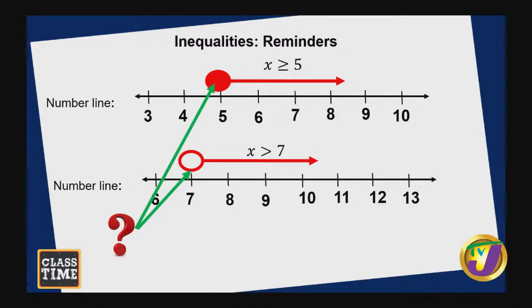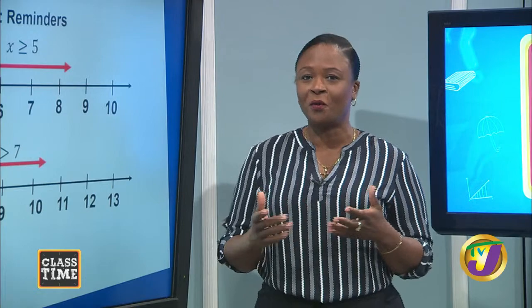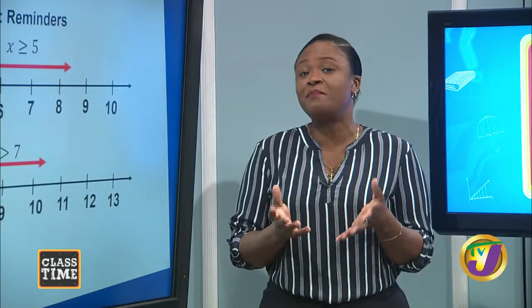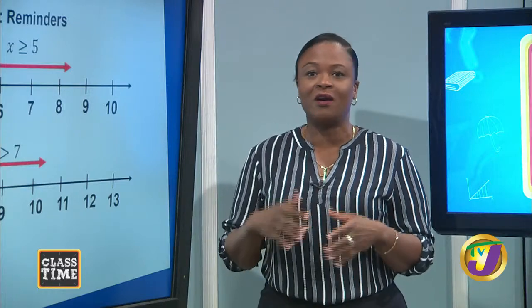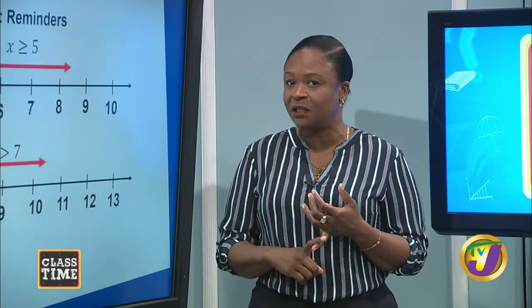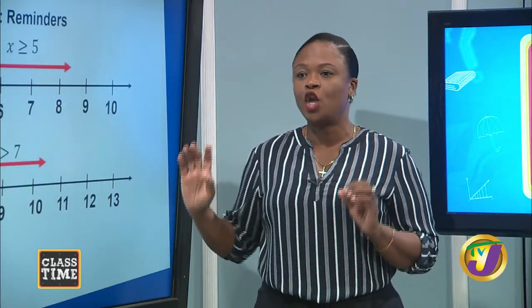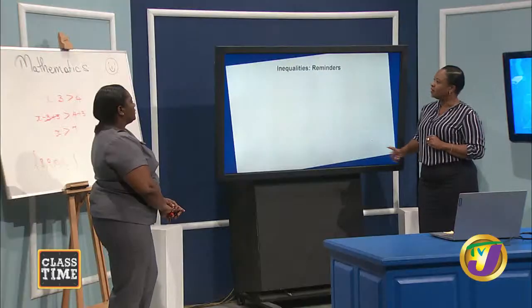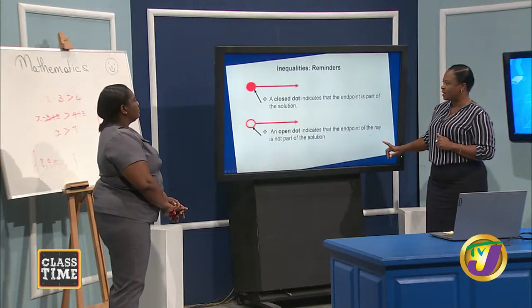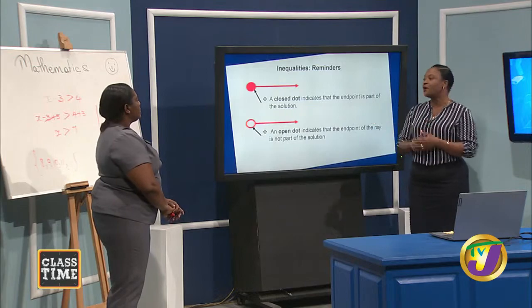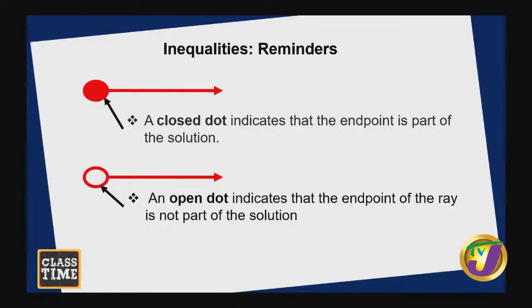Okay then, not bad. So ladies and gentlemen, I hope that for now you would have a greater appreciation, at least for the basics, as we work with inequalities or inequations, how to solve them, how to use the set builder notation, and how to represent them on the number line. So here are our reminders. A closed dot indicates that the endpoint is a part of the solution, while an open dot indicates that the endpoint of the ray is not a part of the solution.